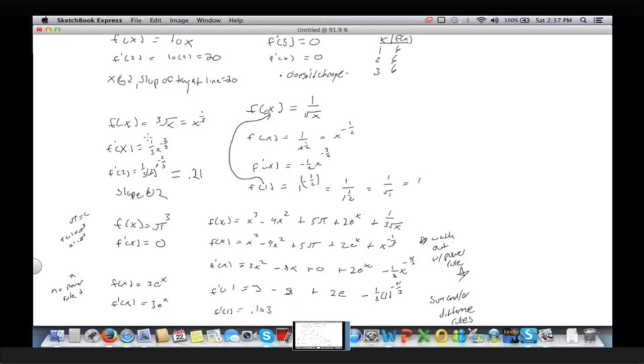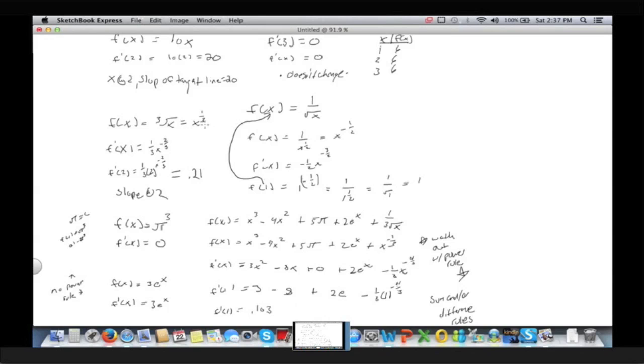When x is 2, the slope is 0.21. The slope of the tangent line. That's the graphical interpretation. Good. And what's the other interpretation we've been practicing? As x increases from 2 to 3, the value of the function increases by approximately 0.21. Good. Excellent. That is a correct answer. Notice you wouldn't say that the value of the function is 0.21. You would say the value of the function changes by 0.21.